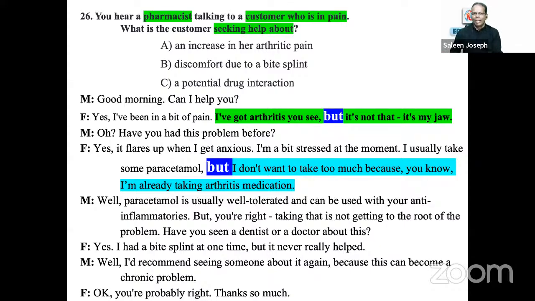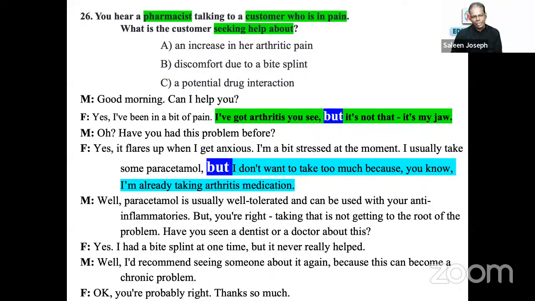The way they say it, the first option seems right: increase in her arthritic pain. But she says, I have been in a bit of pain. I have got arthritis, you see, but it's not that. It's not that. Means the first option is eliminated. It's my jaw. Oh, have you had this problem before? Yes. It flares up when I get anxious. I'm a bit stressed at the moment. I usually take some paracetamol but I don't want to take too much because I'm already taking arthritis medication. She is concerned about the drug interaction.